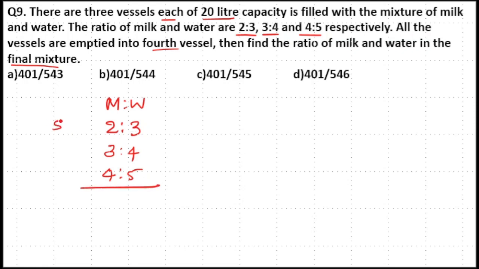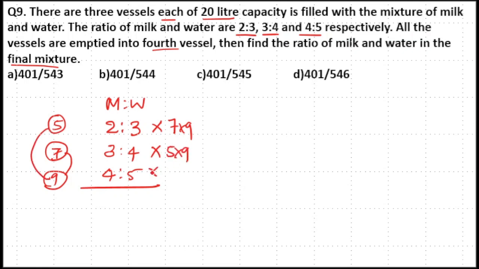Now 2 plus 3 is equal to 5. 3 plus 4 is equal to 7. 4 plus 5 is equal to 9. Here I don't know the LCM, so I will directly multiply first ratio with 7 into 9, second ratio with 5 into 9, third ratio with 5 into 7.